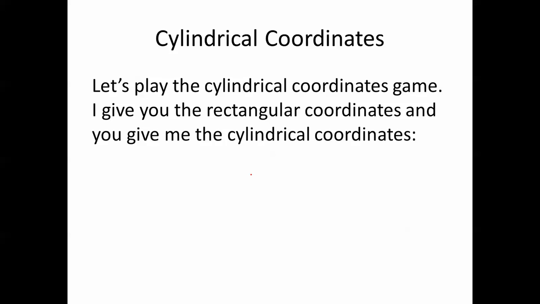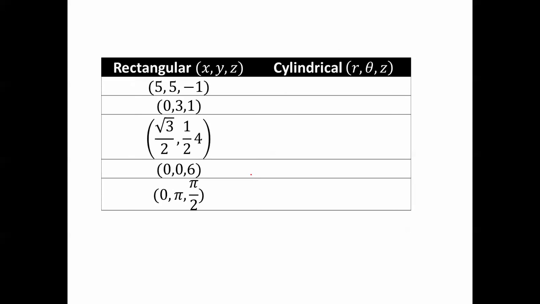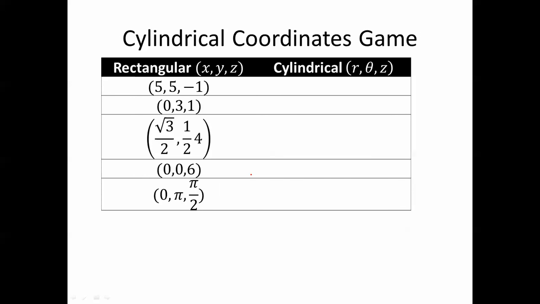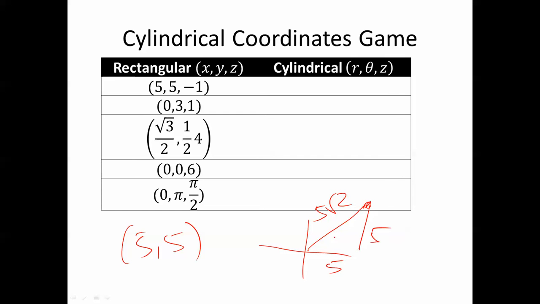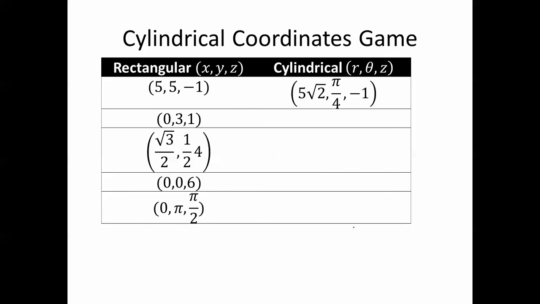Let's play the cylindrical coordinates game. I give you the rectangular coordinates, and you give me the cylindrical coordinates. Okay, so here we are, a cylindrical coordinates game. Very exciting. So rectangular coordinates x, y, z: 5, 5, -1. Again, we're going to ignore the -1. So 5, 5, that's going to give us what in polar coordinates? Let's see, 5, 5. The distance is going to be 5 root 2 by the Pythagorean theorem, and this angle is pi over 4. So it looks like 5 root 2, pi over 4, -1. Yep, there it is. How about 0, 3, 1?